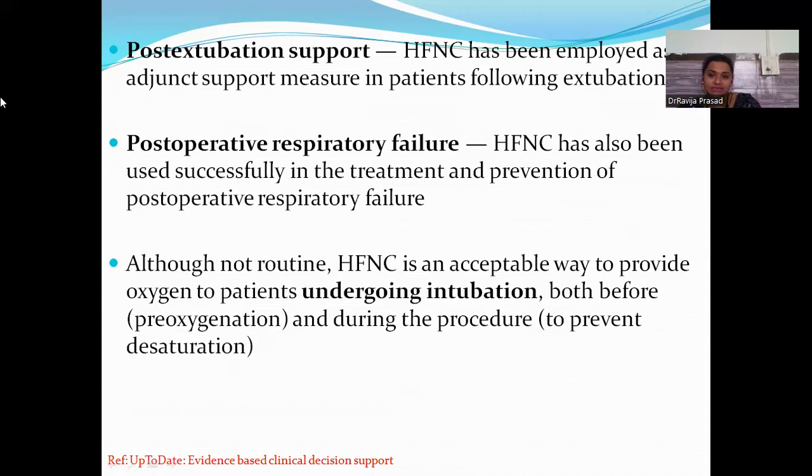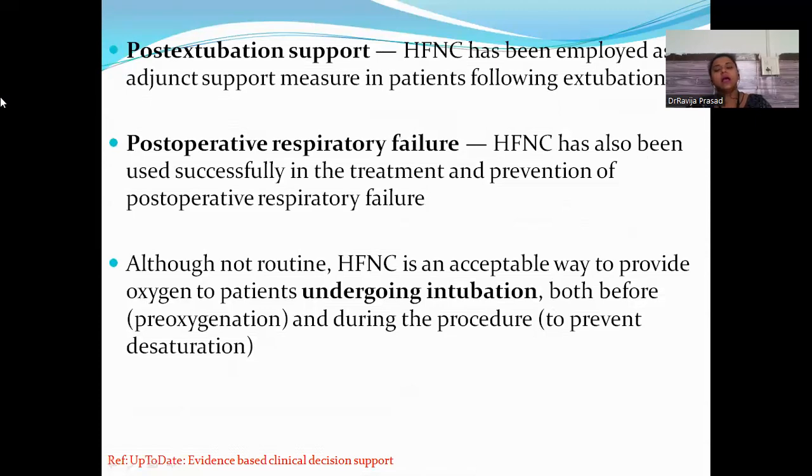Post-extubation support: high flow nasal cannula has been employed as an adjunct support measure in patients following extubation. So when a patient is on a ventilator and you see a good improvement, before extubation you slowly reduce the rate and try to put the patient slowly on the high flow nasal cannula. You need to keep in mind that high flow nasal cannula provides a good FiO2 to the patient. Third, that is post-operative respiratory failure.